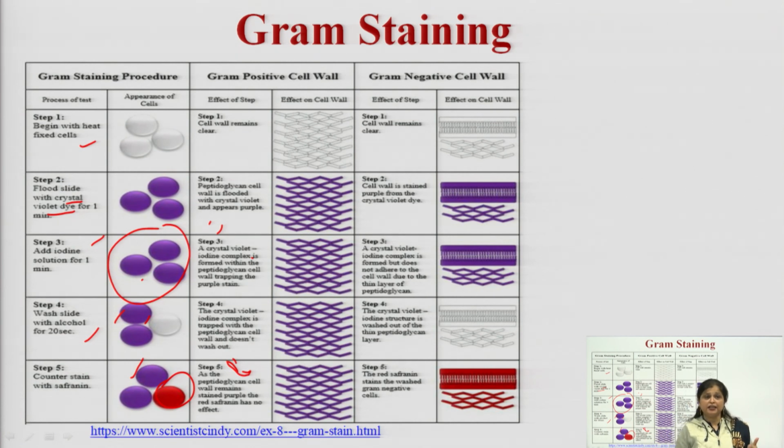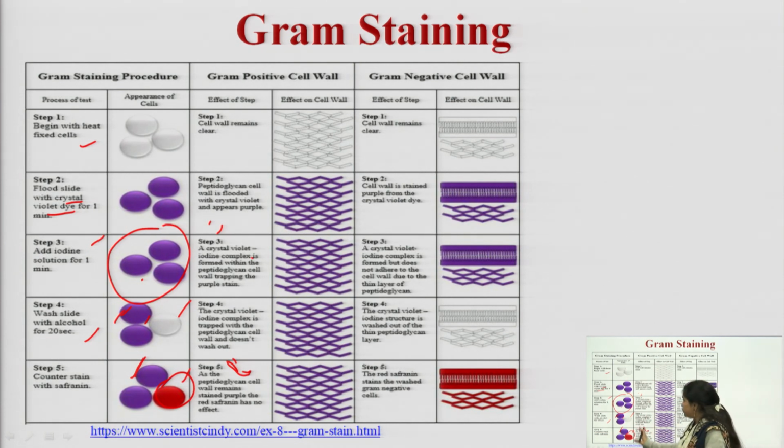Alcohol will act as a decolorizer only for the gram negative bacteria. It will not act as a decolorizer for the gram positive bacteria, because gram positive bacteria have a thick peptidoglycan layer, just because of which the primary stain remains absorbed within the cells. Whereas in gram negative bacteria, the alcohol will wash out the primary reagent and it will retain the secondary stain. So at the end of the procedure, when you observe under the microscope, if you see pink colored species, they are gram negative, and if you observe violet colored species, your species are gram positive.